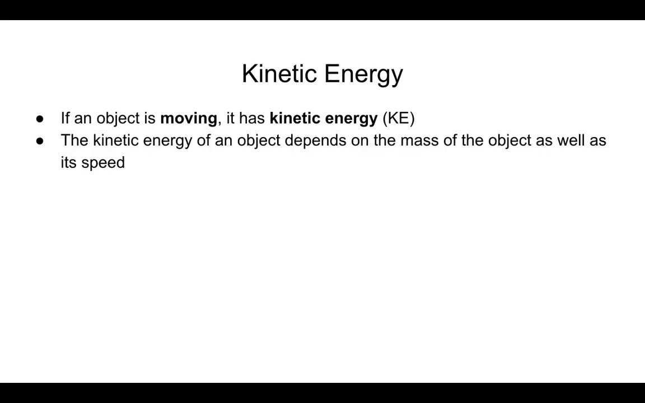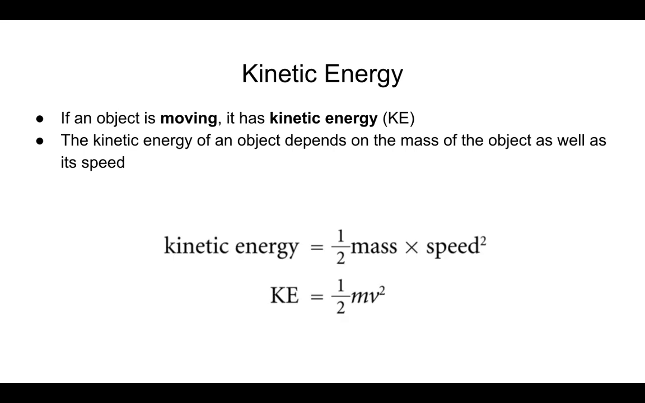All right, last but not least, we're going to talk about kinetic energy. So kinetic energy is the energy of motion, which we've talked about before. So if an object is moving, it has kinetic energy. If an object is at rest, it has no kinetic energy, and that is very important. So the kinetic energy of an object depends on both the mass of the object as well as the object's speed. The equation for kinetic energy is kinetic energy is equal to 1/2 times the mass times the object's speed squared, or velocity squared.